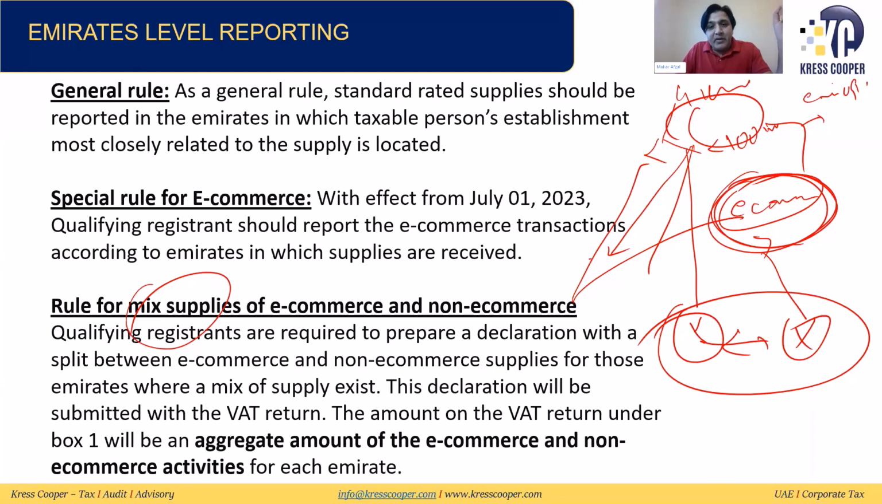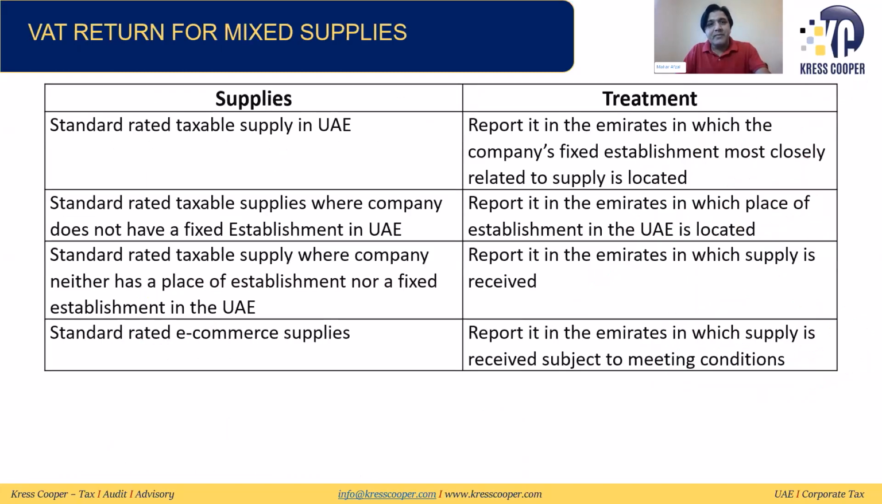The amount on the VAT return under box number 1 will be an aggregate amount of the e-commerce and non-e-commerce activities for each emirate. We need to identify it, then consolidate it, and after consolidating, report the number in the return. The VAT return for the mixed supply, this we have already discussed in the diagram.